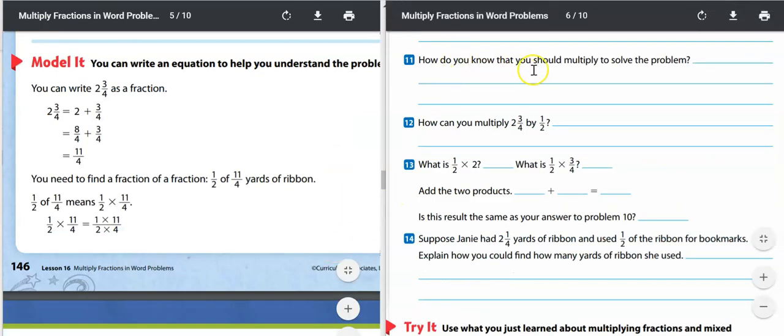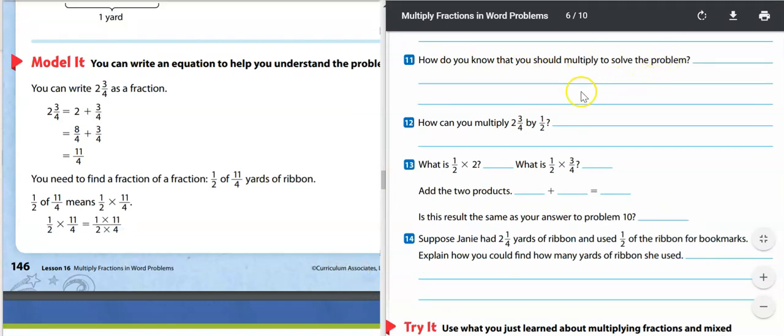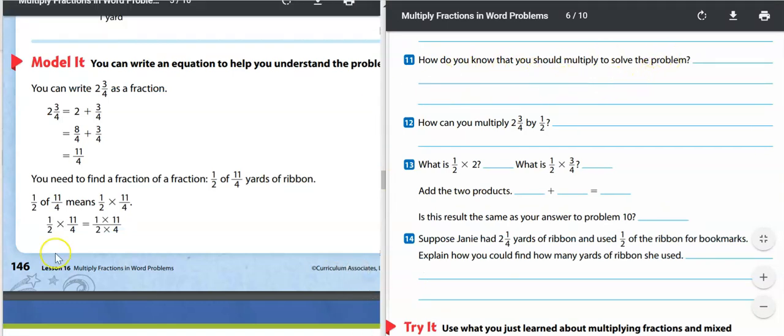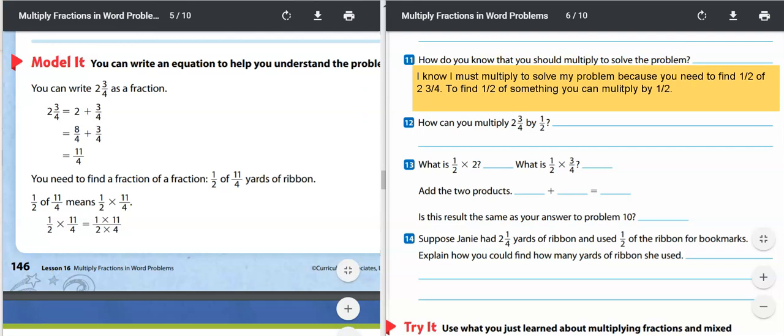Question 11, how do you know that you should multiply to solve the problem? Go ahead and write your answer in the space below. Your response should say, I know I must multiply to solve my problem because you need to find half of 2 3/4. To find half of something, you can multiply by half. Number 12, how can you multiply 2 3/4 by 1/2? How can you multiply that?